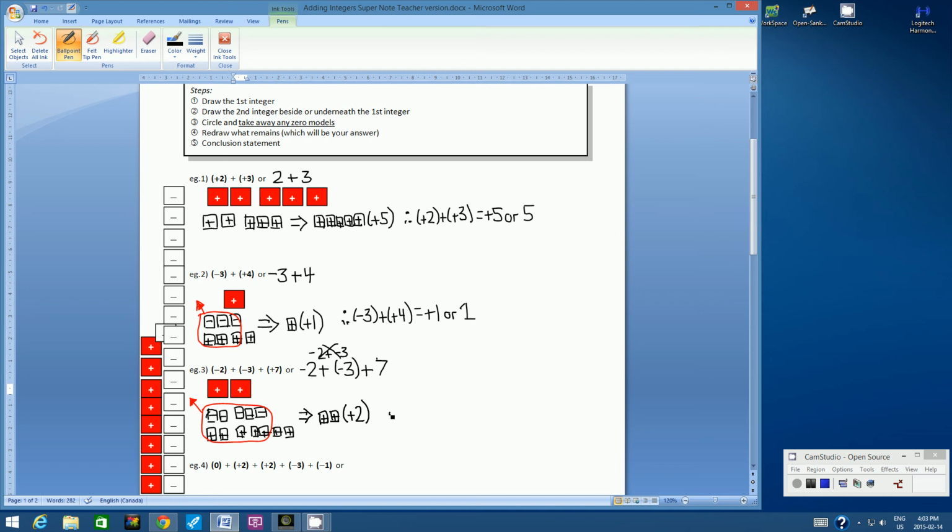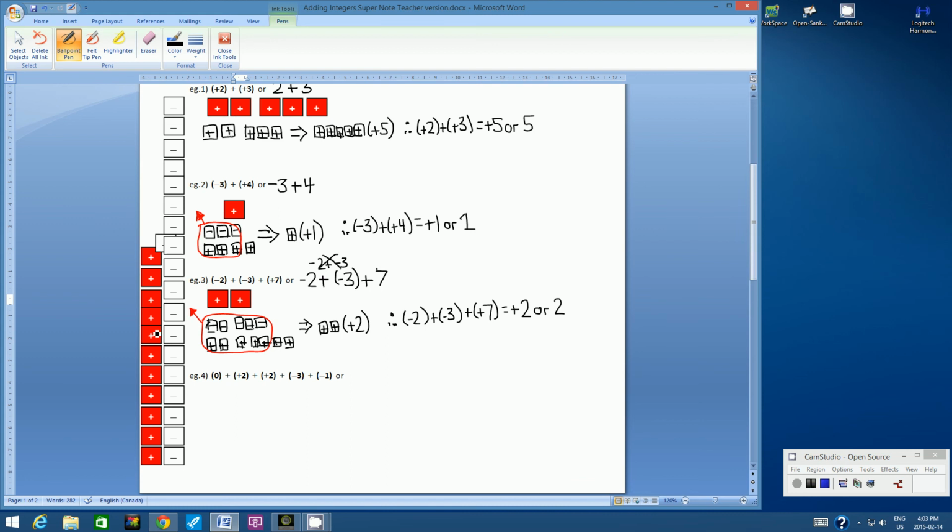Okay. Concluding statement, therefore, -2 plus -3 plus +7 equals +2, or in standard form, because it's a positive integer, just 2. Okay, so let's go on to the final example.